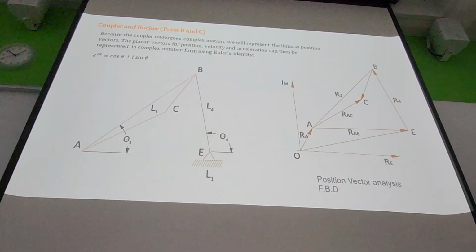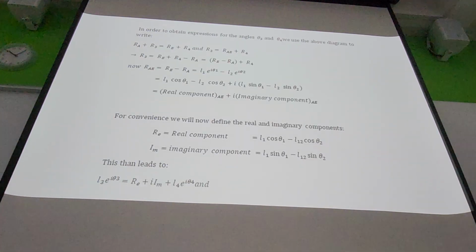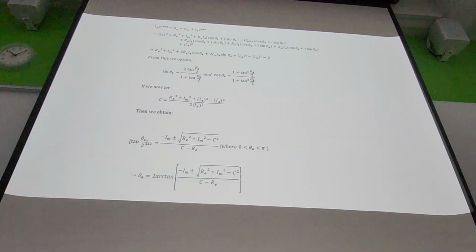So this is the free body diagram for position analysis. So the sum of the vectors should be 0. Okay. So that is what is shown here. Rearrange the terms, then you can write the position of AE like this. So you will have the AE real component part and imaginary component part. Then you expand this. Okay. So ultimately you can see this is the expression for theta 4, the orientation of link 4.